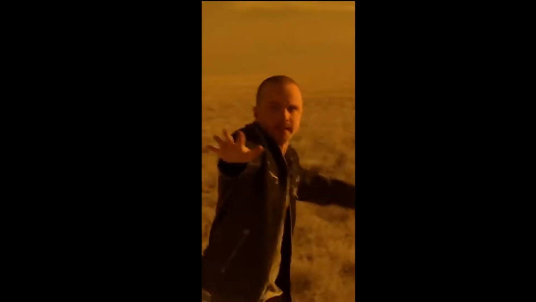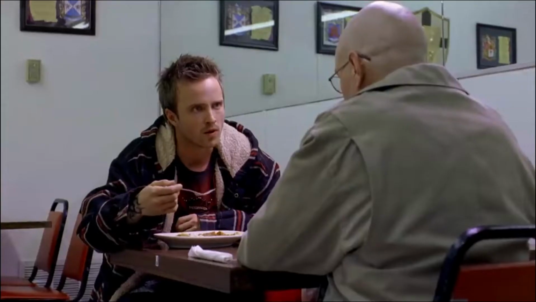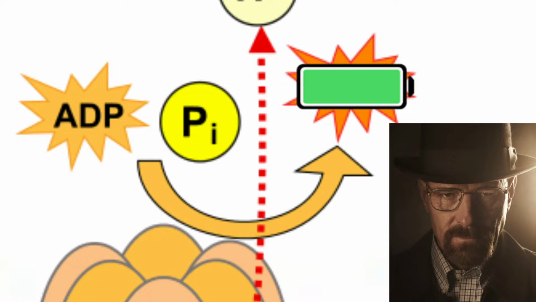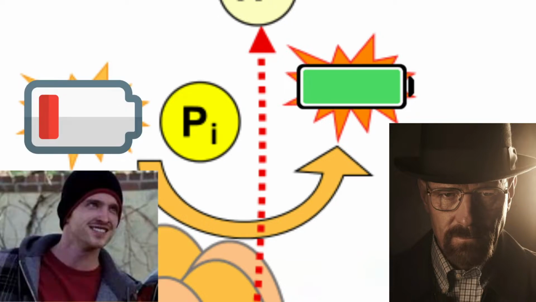Wait, so... Wait. It's just a question. What's the difference between ATP and ADP? Well, ATP is the charged version of ADP. Think of ATP as a fully charged phone battery, and ADP as a dead one. Oh, I get it now.